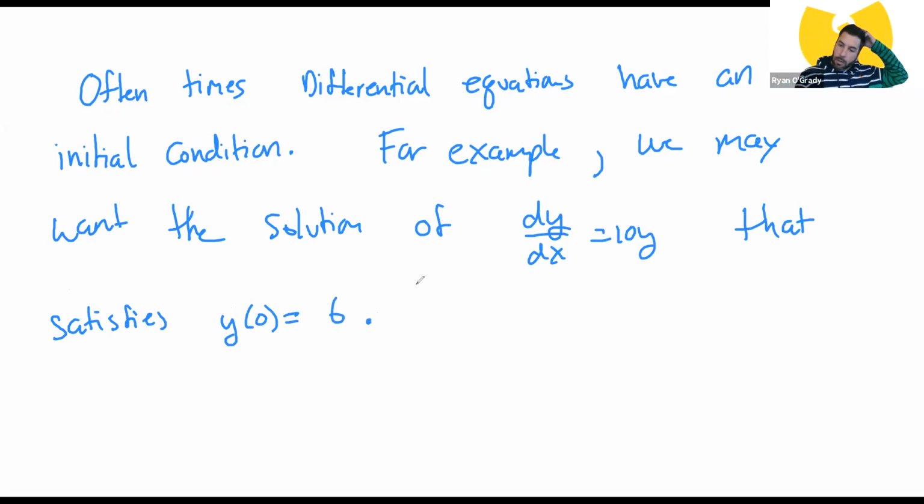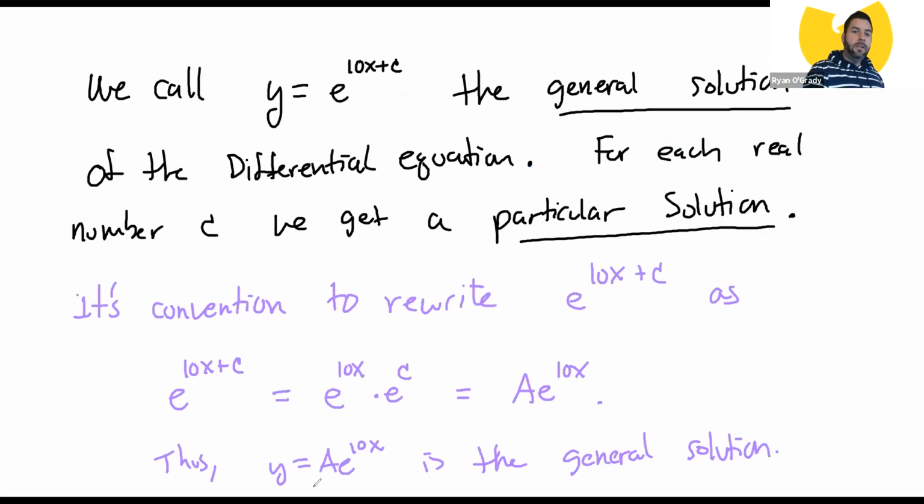So you know, maybe I'm studying a population of fish, and I say, all right, I start with 6 fish. How many fish am I going to have in 3 days, in 30 days, in 5 years type thing? So if we look at our solution, we'd like to know what value of A gives us the solution that goes through the point 0, 6.